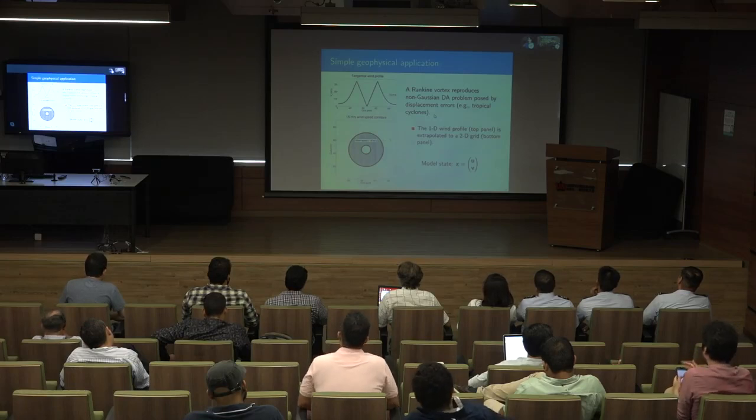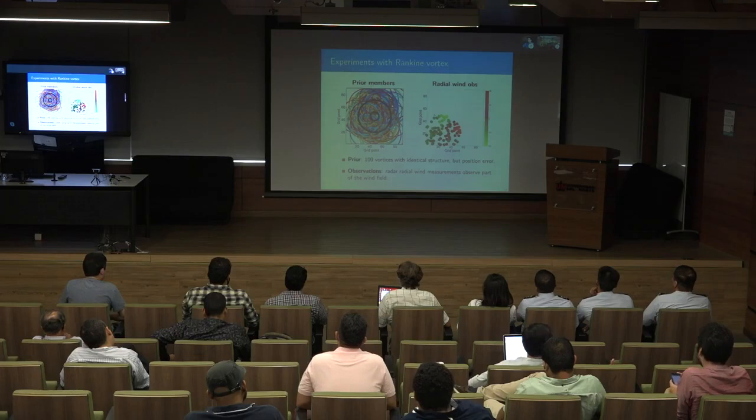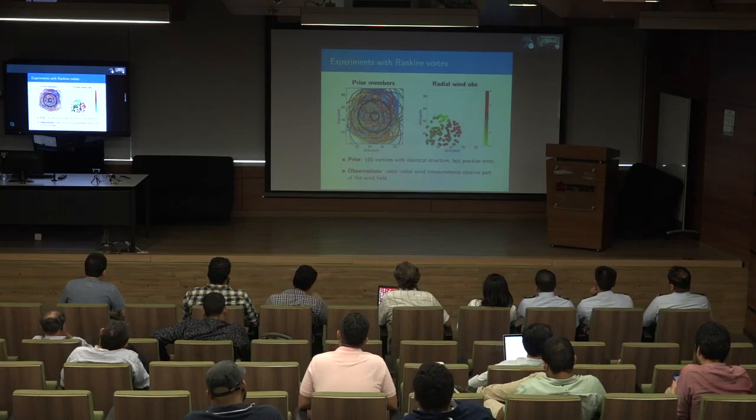Then I'm reproducing this vortex displacement problem by perturbing a set of vortices and calling them my ensemble members, or my prior members. I have 100 vortices here that have identical structure but some position error associated with them. And I simulated some observations from a designated truth.